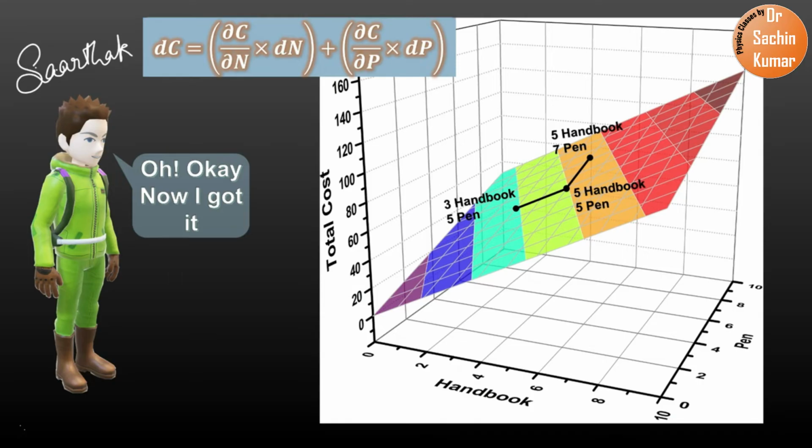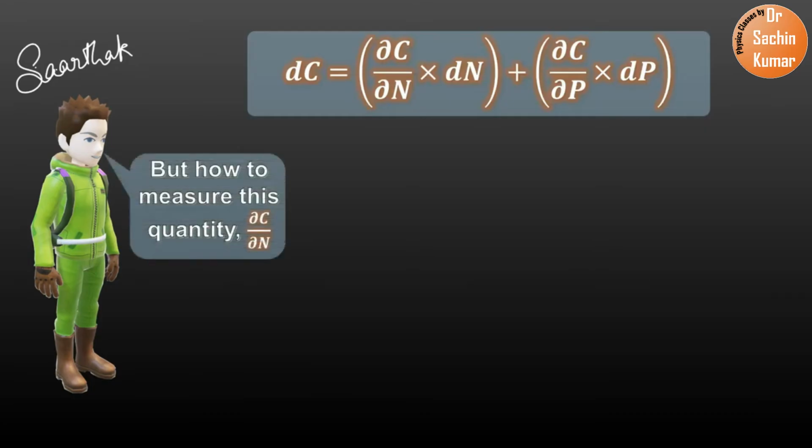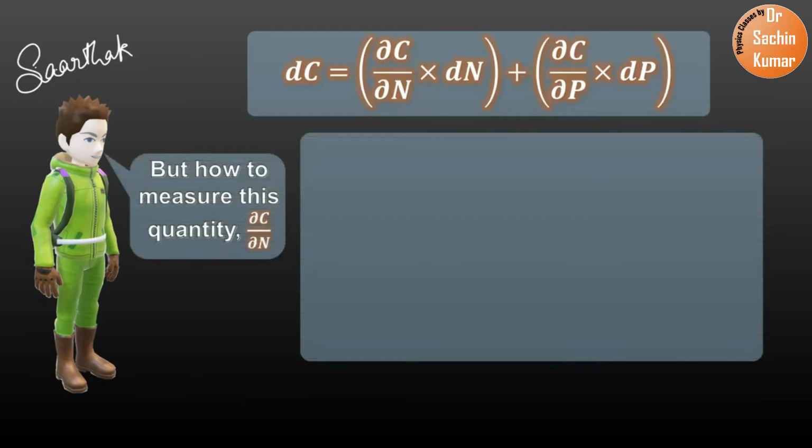So overall, when I know the cost of 3 notebooks and 5 pens, I can add this change in cost with this function, and overall I can get the cost of 5 notebooks and 7 pens. Isn't it simple? But how to measure this quantity del C by del N? Basically this is partial derivative.